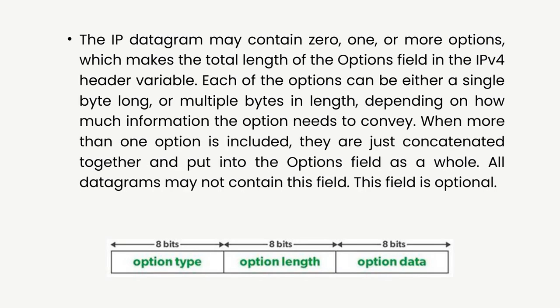The IP datagram can include 0, 1, or even multiple options, which means that the length of the options field in the IP4 header isn't fixed. It varies. Now, each of these options can be just a single byte long, or they might be longer, spanning several bytes depending on how much information they need to carry. When there are multiple options, they are simply concatenated together and packed into the options field as a whole.